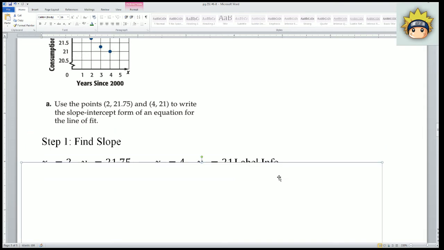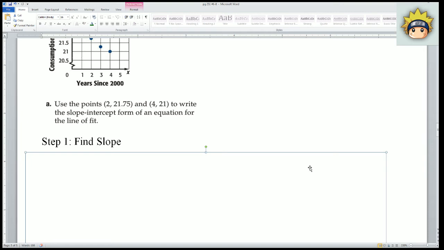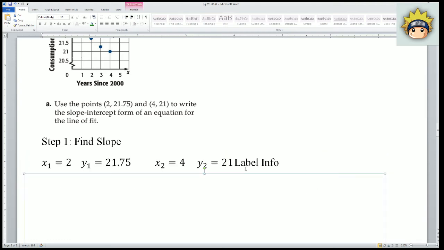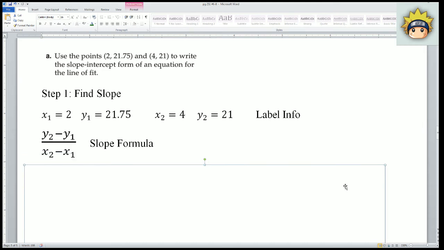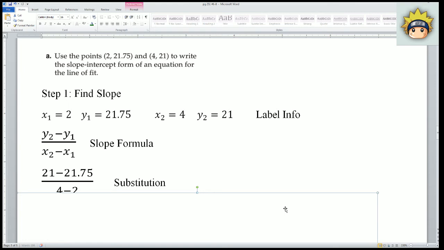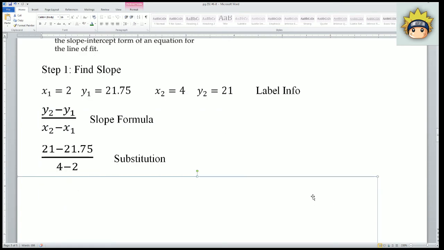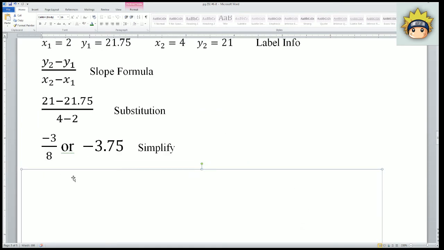Because we have 2 points, the first thing that we always need to do, looking at the name slope-intercept, is to always find the slope. So here you go. I label my information like always and write my slope formula. If some of you are lost at this step, follow the procedure: you always have to label your information first. Write your slope formula. Make your substitution: 21 minus 21.75 over 4 minus 2. That's your substitution. Simplify.